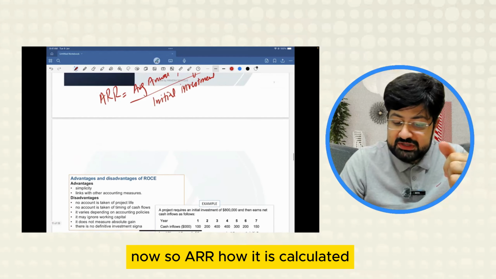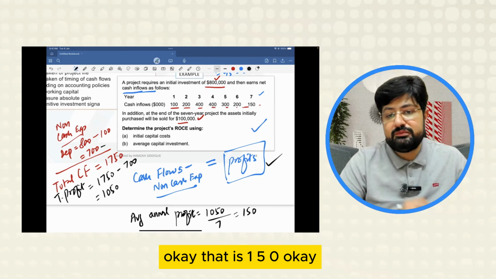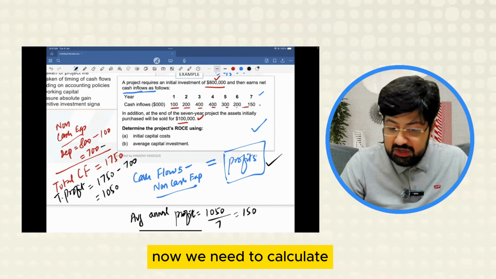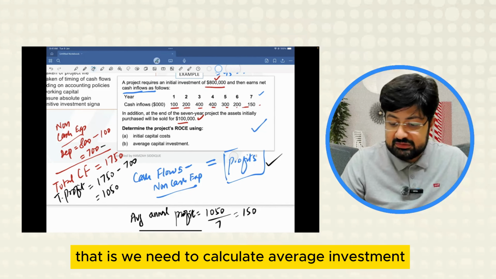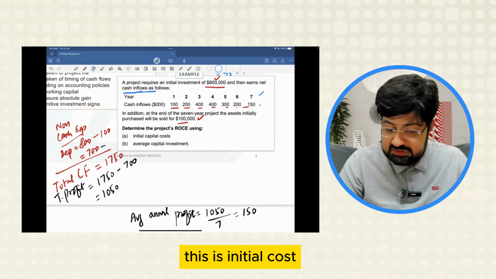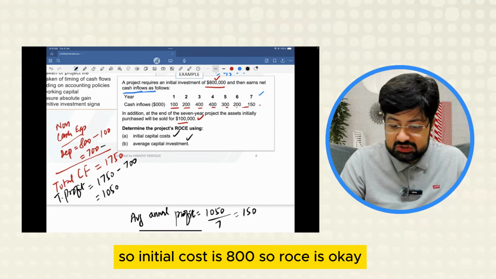We have calculated that. So now we can calculate the average annual profit. The average annual profit is 1050 divided by 7. That is 150. That is the average annual profit. Now we need to calculate average investment. They said calculate for initial cost and average investment. So the initial cost is 800.